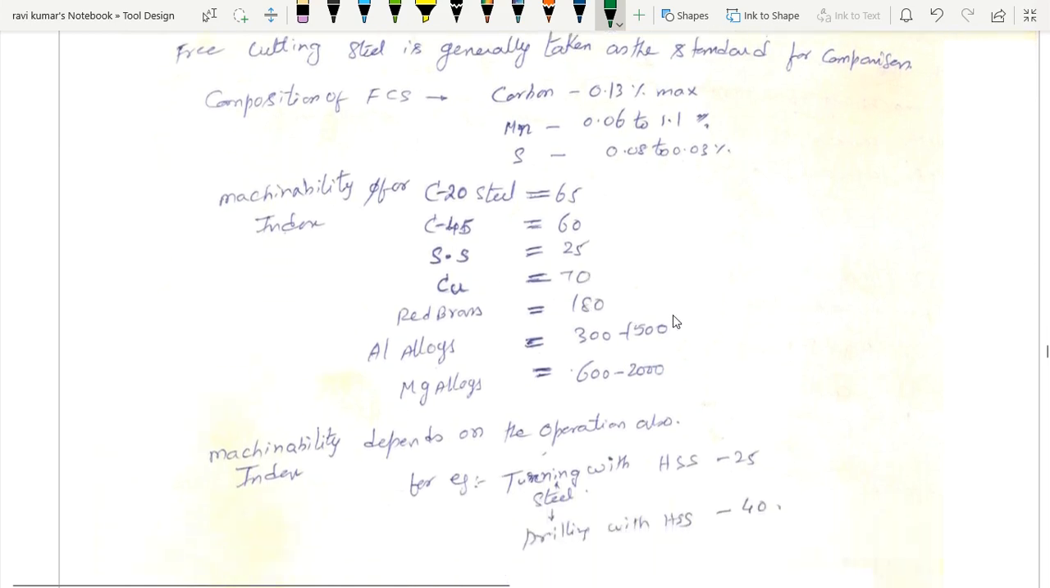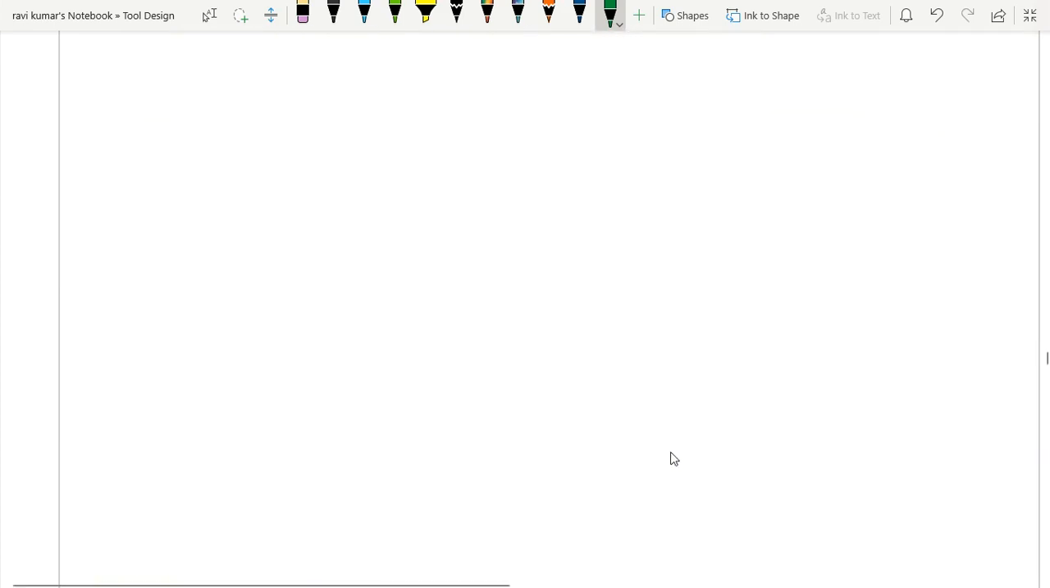So you may look to the machinability index numbers. For C20 steel, it is only 65. Stainless steel, still lesser, 25. For copper, it is 70. Red brass, it is easy to cut, 180. Aluminum alloys, it can go from 300 to 1500. Magnesium alloys, it can go to a value as high as 2000. Okay, right. So this is regarding machinability.